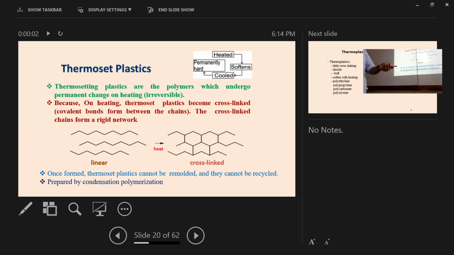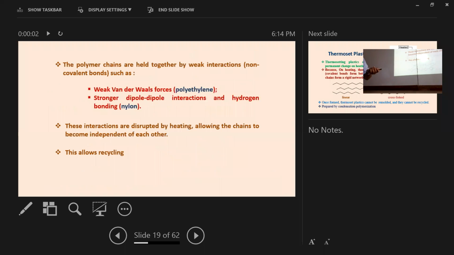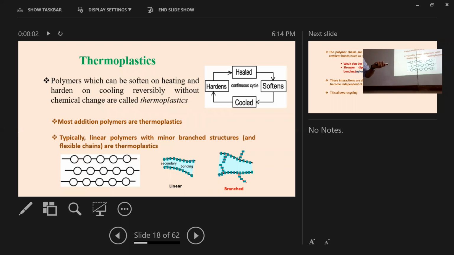Once formed, thermoset plastics cannot be remodeled and they cannot be recycled. You cannot even recycle them. In that case, maybe you can burn them to make some gases or other fuels. They can be prepared by condensation polymerization. In addition polymerization, as we have mentioned, the structure is linear, and we can easily remodel it by heating or cooling.